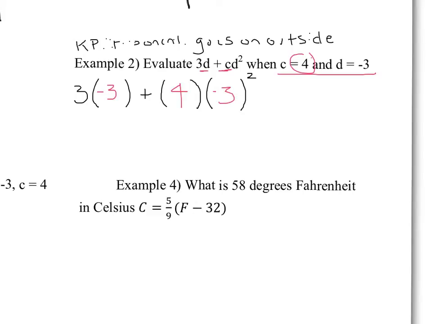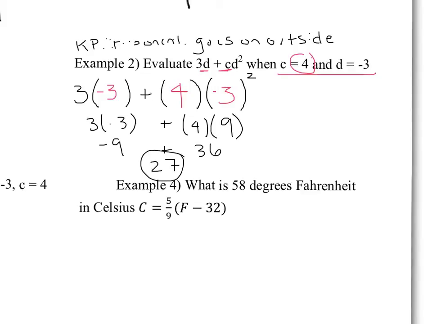Now I can go ahead and evaluate this. First thing that I should do is exponents. Notice I have an exponent down here. Negative 3 squared is a positive 9. Notice how important those parentheses are, because if we would have not put them, we would have gotten a negative 9. I'm going to bring down my 4. Now I notice I have only multiplication left, so I can go ahead and do that. 3 times negative 3 is negative 9. 4 times 9 is 36. And now I can just add negative 9 plus 36 gives me 27.